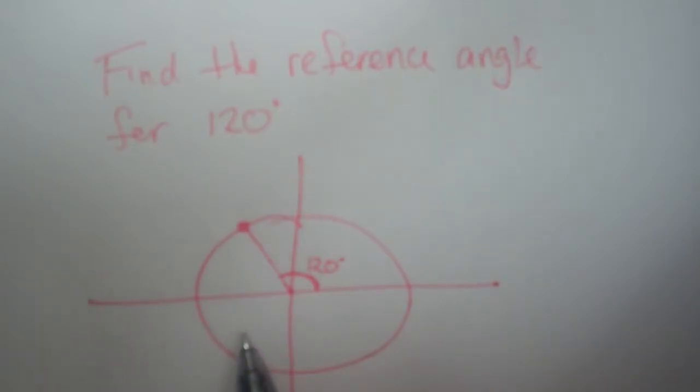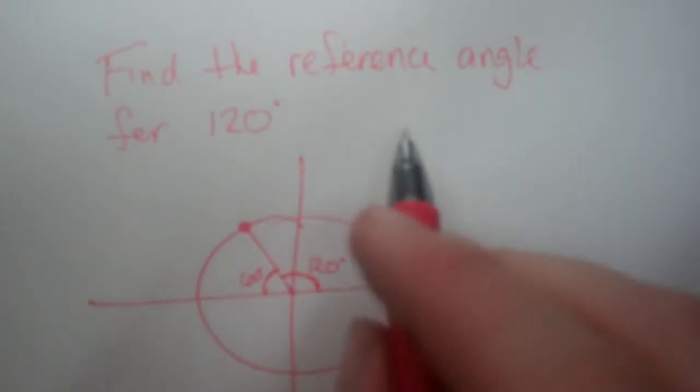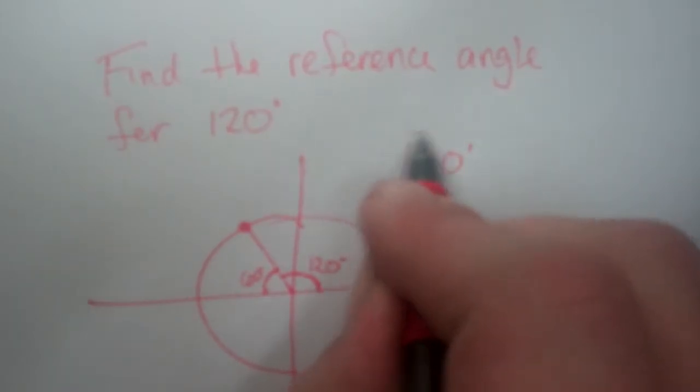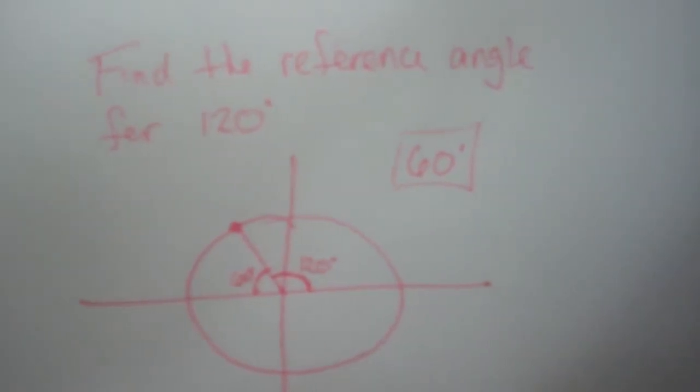What would the reference angle be? Well, the reference angle is the shortest angle that takes us from the terminal side back to the x-axis. That's clearly this angle. And so here we're saying that this must be, well, 120 plus 60 will give me 180. So the reference angle in this case must be 60 degrees.